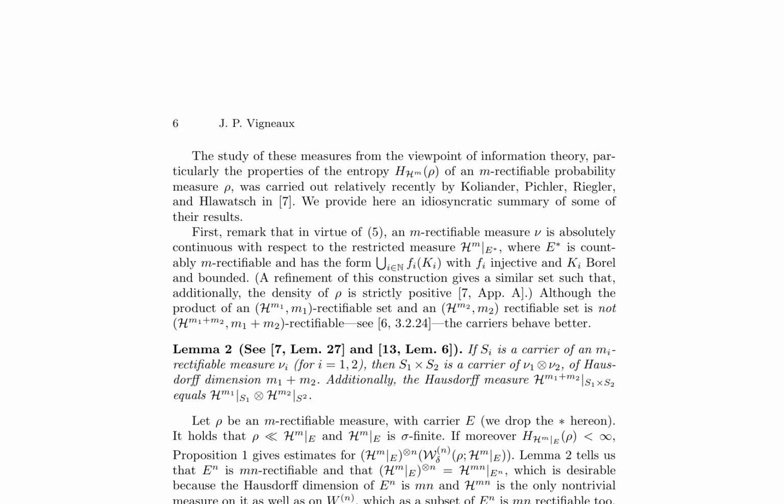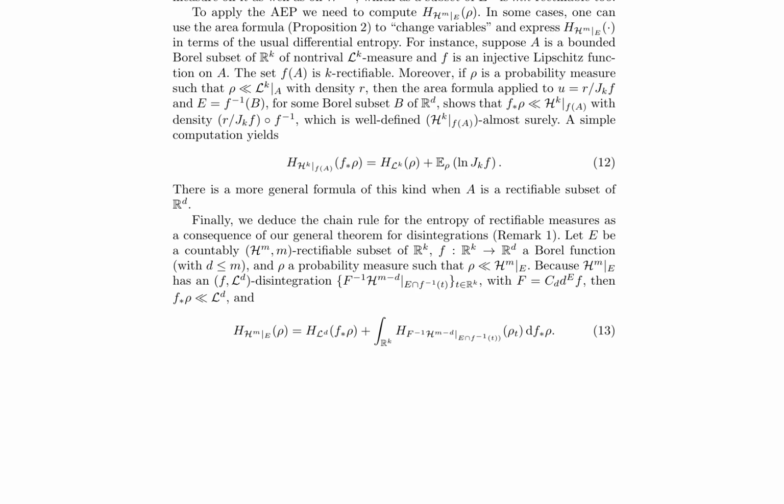Let ρ be an m-rectifiable measure with carrier E, then ρ is much less than H^m restricted to E, and H^m restricted to E is sigma finite. If, in addition, the entropy H^m_E(ρ) is less than infinity, proposition 1 provides estimates for H^m_E tensor ν_n with respect to δ_ρ. Furthermore, ν_n is m_n-rectifiable and H^m_E tensor ν_n equals H^{m_n} restricted to it, which is desirable since the Hausdorff dimension of it is m_n and H^{m_n} is the only non-trivial measure on it, as well as on W_n, which is m_n-rectifiable. To apply the asymptotic equipartition property, we need to compute H^m_E(ρ).